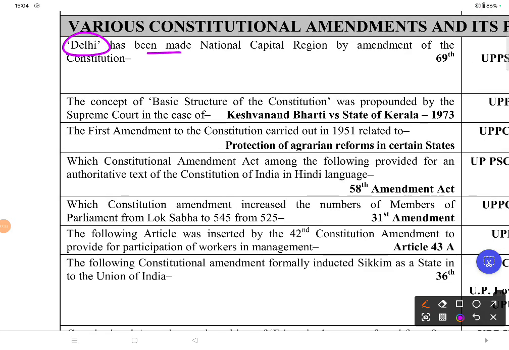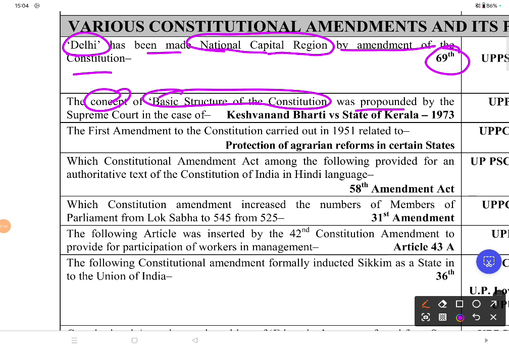Delhi has been made National Capital Region by the 69th amendment of the Constitution. The concept of basic structure of the Constitution was propounded by the Supreme Court in the case of Kesavananda Bharati versus State of Kerala, 1973. The first amendment to the Constitution carried out in 1951 related to protection of agrarian reforms in certain states.